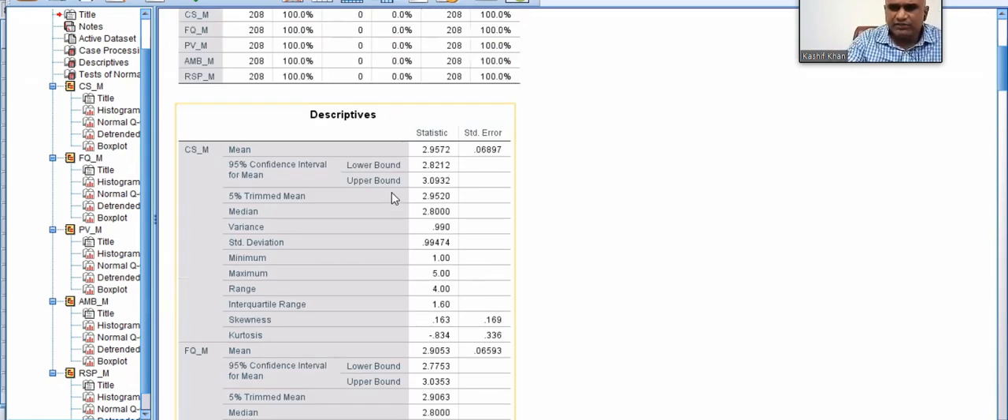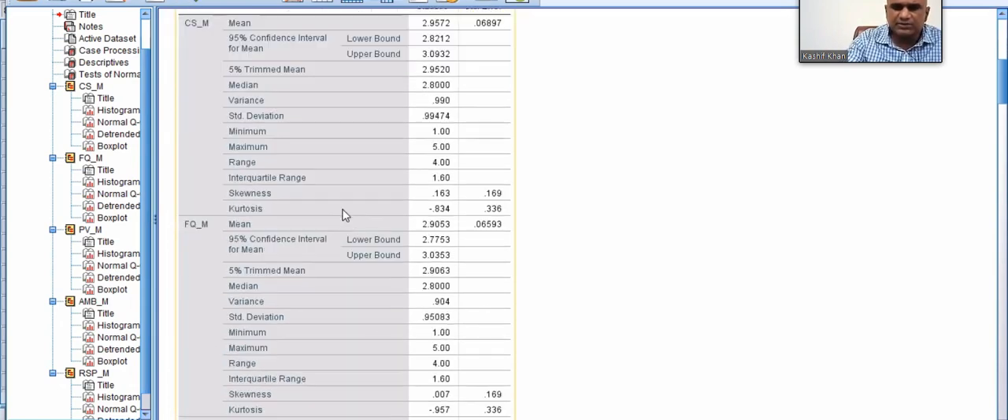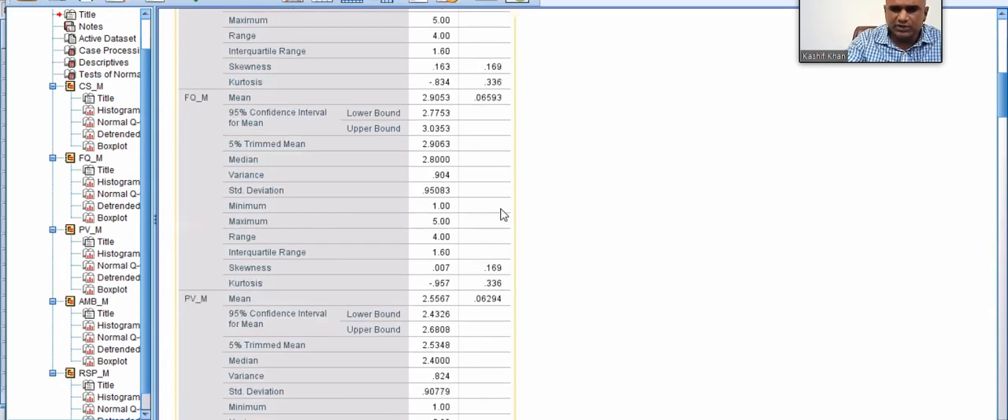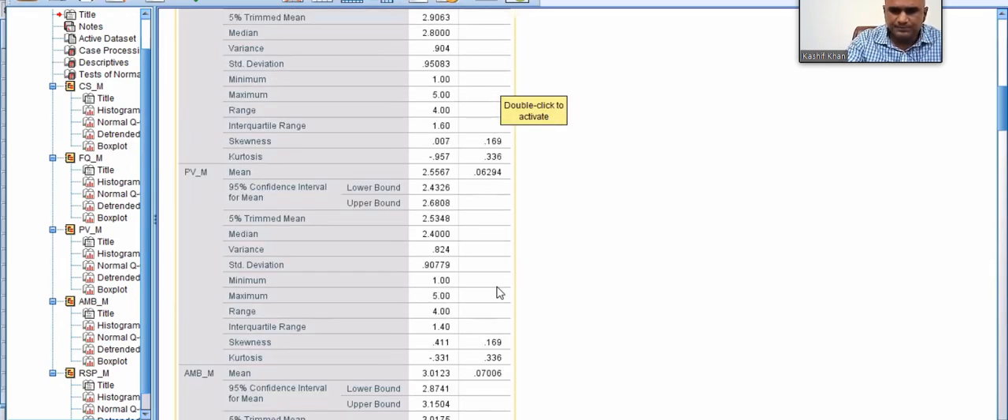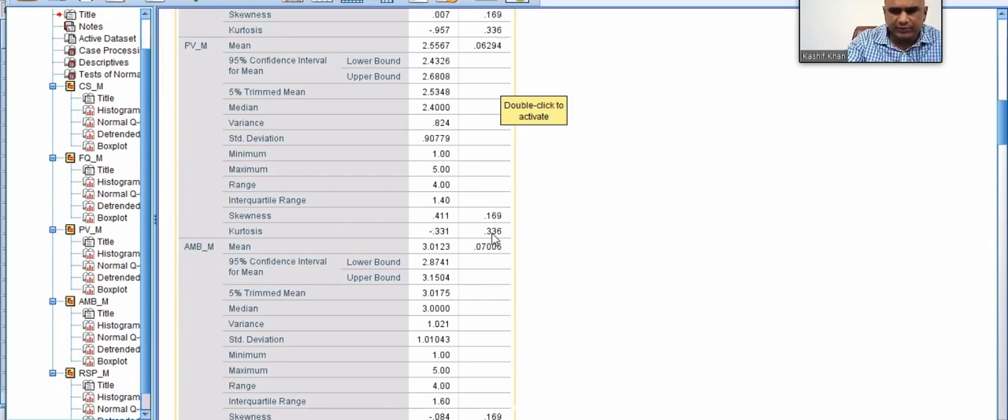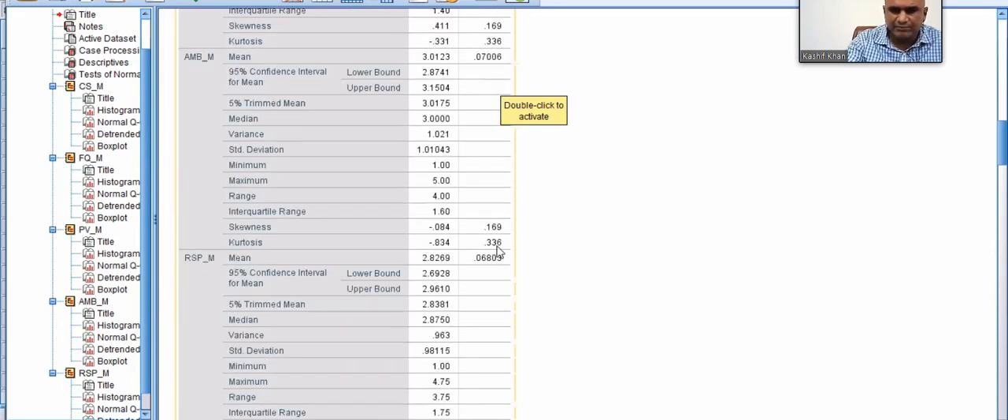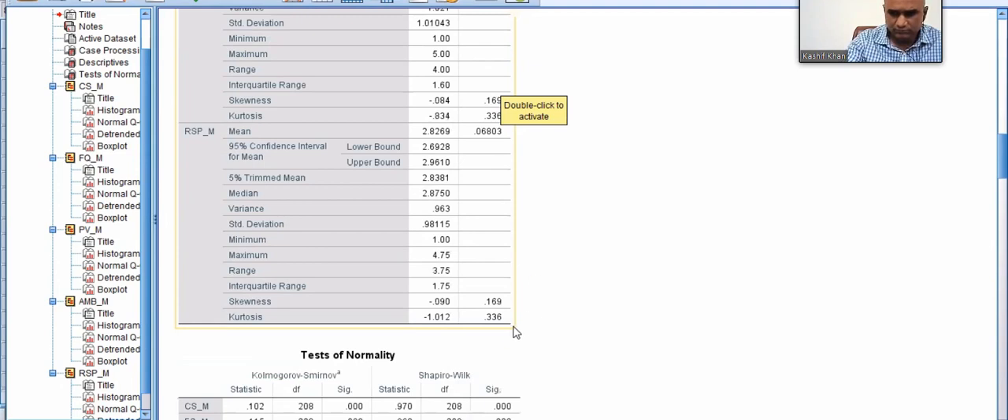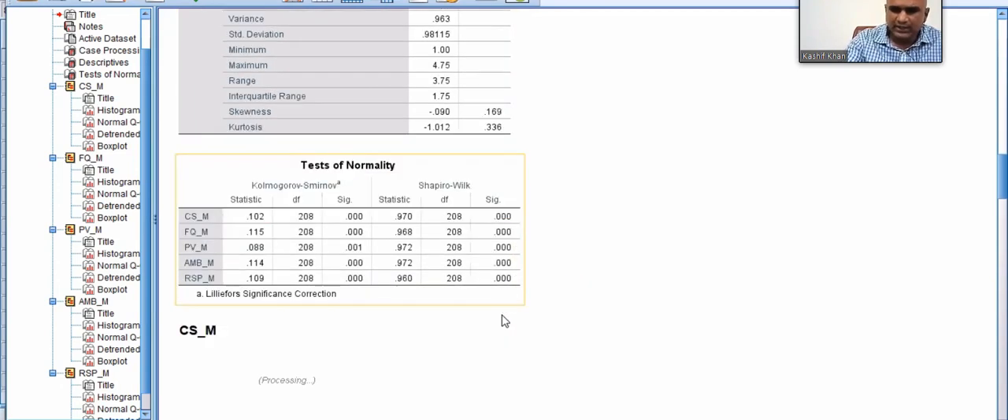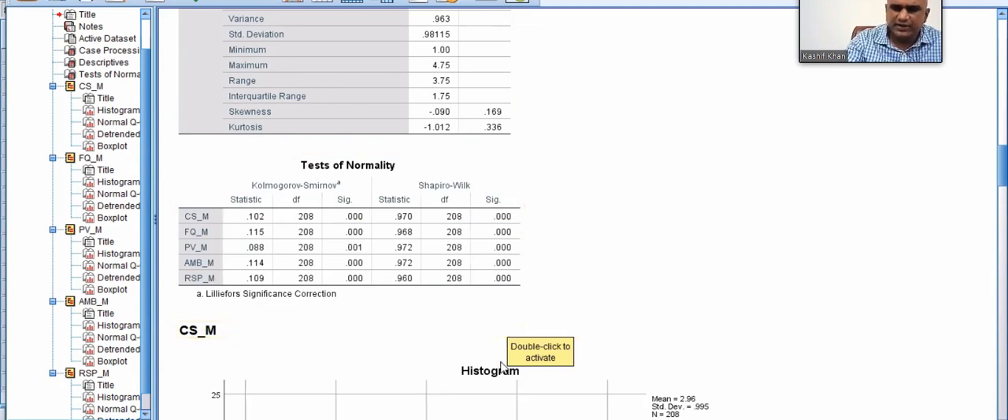So according to this, our CS, customer satisfaction, is normal here according to skewness and kurtosis. Likewise, skewness and kurtosis here is normal. And again, skewness and kurtosis is normal, PV and MB, it's normal, and it's normal here. Okay. Let's take a look at other types of tests.